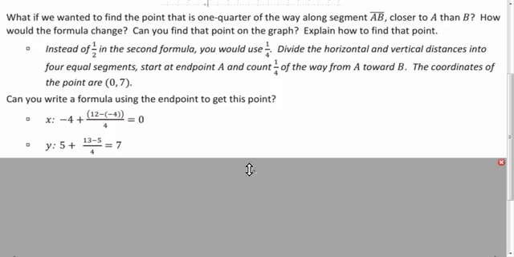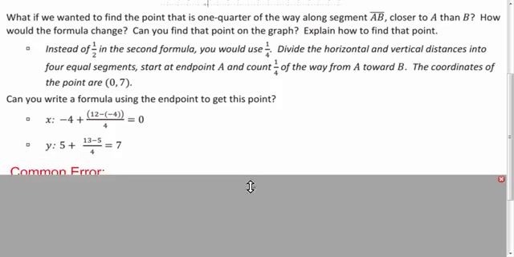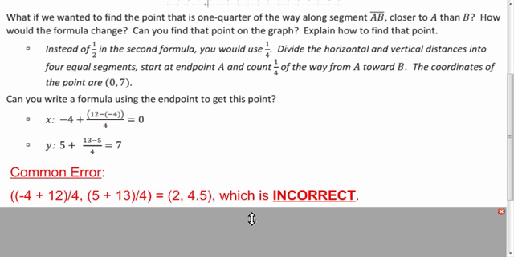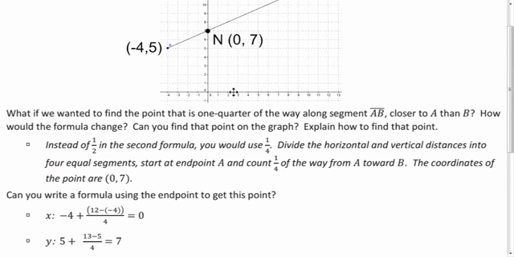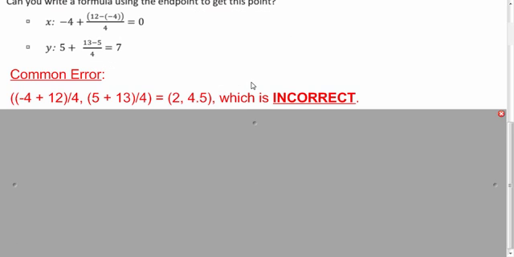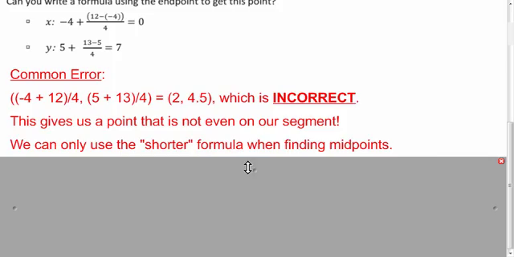If we try to apply a similar idea that we did for midpoint from the first formula, we end up with an answer that's incorrect. If we just find the sum of the x-coordinates and divide by 4, or the sum of the y-coordinates and divide by 4, we get (0, 24.5). And if you look at the graph, that's not even on our segment, so that can't be correct. So we can only use that short formula when we're talking about midpoints.